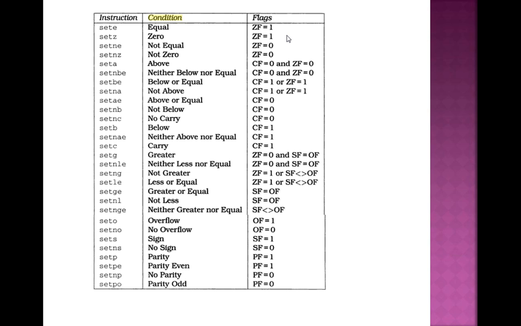Whenever the condition is true, the destination is set to 1. Whenever the condition is false, it is set to 0. Then SETA, that is above, needs the carry flag to be 0 and the zero flag to be 0. In the same way, there are multiple conditions and multiple flags used in assembly language programs. SETG means set greater, which needs the zero flag to be 0 and SF equal to OF, the overflow flag.